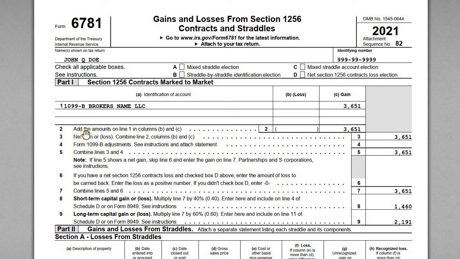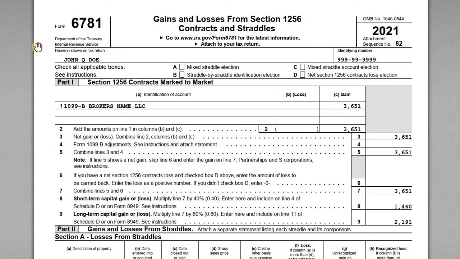Okay, for this video, I wanted to cover a very simple example of a Form 6781. This is a form that's included with your U.S. tax return to report gains and losses from trading futures contracts. So Section 1256 futures and other types of straddles. So we've got a very simple example in front of us.